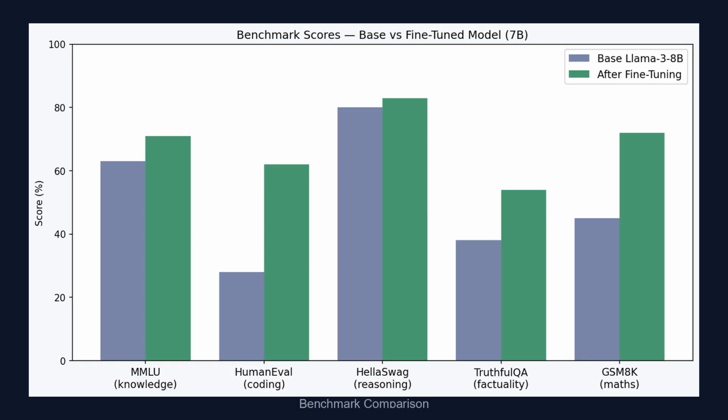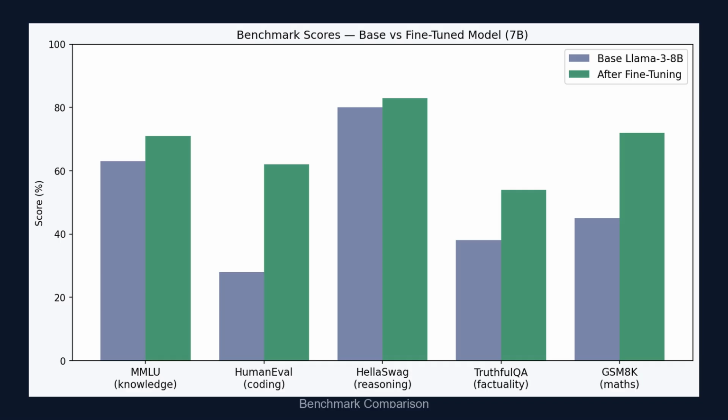Standard benchmarks give you a way to compare your fine-tuned model against the broader landscape, not just against its own base. MMLU tests general knowledge across dozens of domains. HumanEval measures code generation capability. HellaSwag tests common sense reasoning. TruthfulQA measures how often the model produces factually accurate versus plausible-sounding false statements. GSM8K tests multi-step mathematical reasoning.